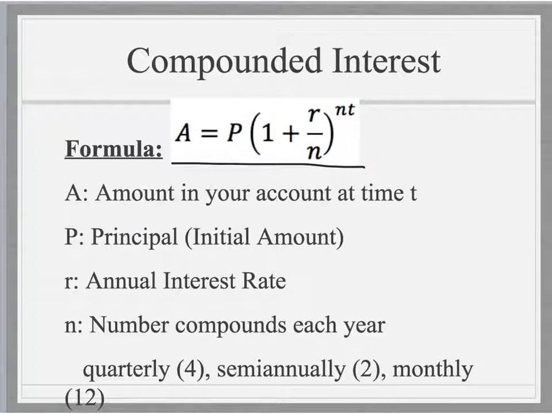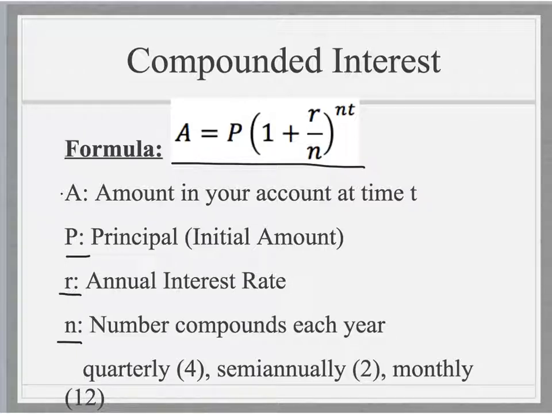Our A is still our amount at the end. Our P is still our principal, or our starting amount. Okay, R is going to be the interest rate, so the rate. N, now that's the thing that's going to change. Our N is the number of times we compound it in a year. So that's how many times we compound it.